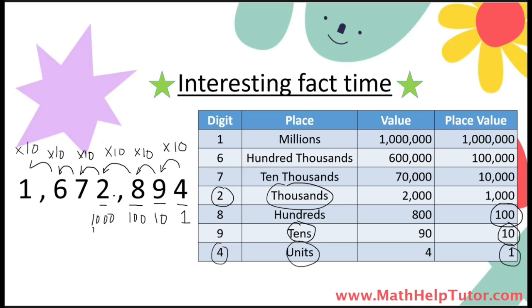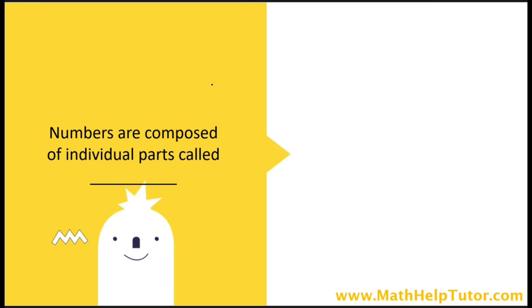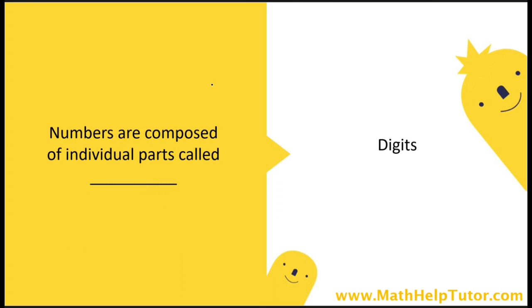So again, each digit to the left of another digit has a place value that is 10 times more than that digit. Now let's review what we have learned. You can pause the video if you need more time to answer the question. Let's begin. Numbers are composed of individual parts called blank. The answer is digits. Numbers are composed of individual parts called digits.